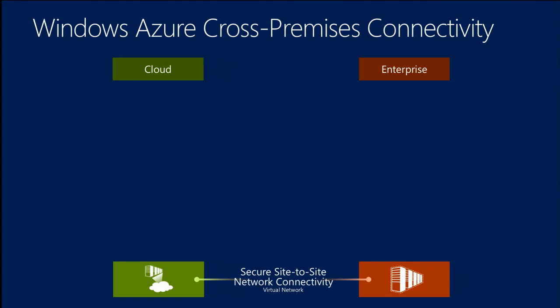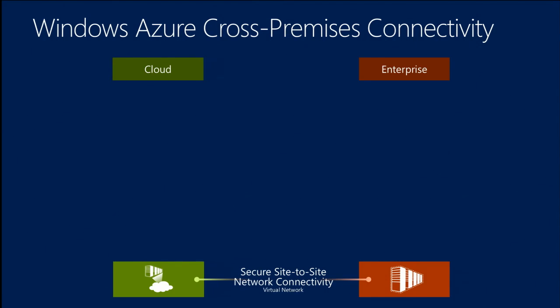One of the key things is cross-premise connectivity. So you have multiple items for cross-premise connectivity. Your first item is site-to-site network connectivity. This is really, really big for production environments. I'm not talking about development. I'm not talking about the other scenarios where you can have different connectivity components.